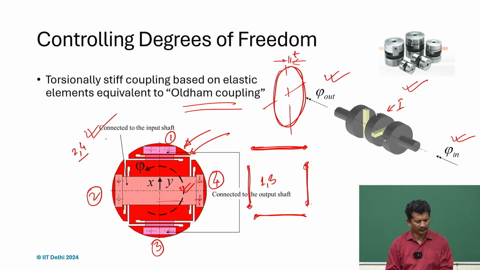So, again a very good example, and what it says is a torsionally stiff coupling based on elastic elements, equivalent to an Oldham coupling. So, we realize that even a thin disc, if we cut it in this fashion and attach it to the two ends, any kind of motion between the two shafts, the misalignments, offset, can all be addressed with that very simple disc with that kind of features. And since there is no sliding friction involved, there is no question of lubrication, wear and tear.